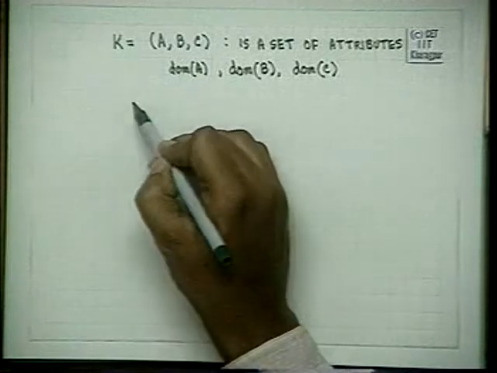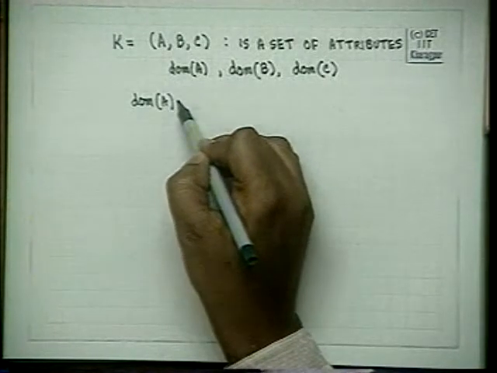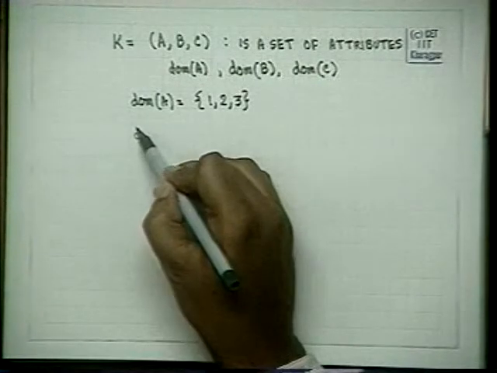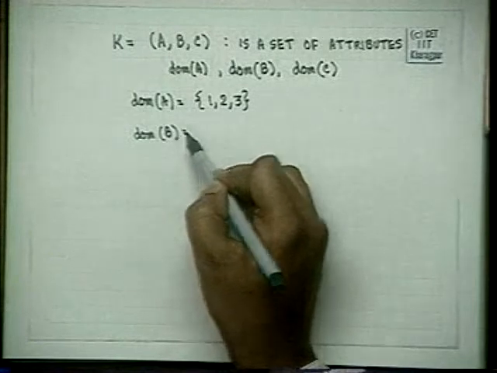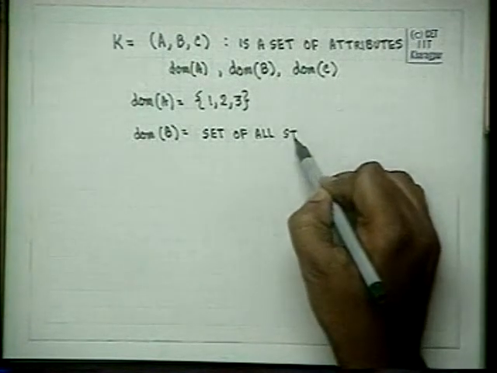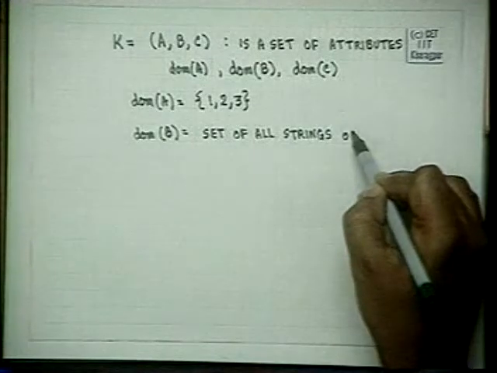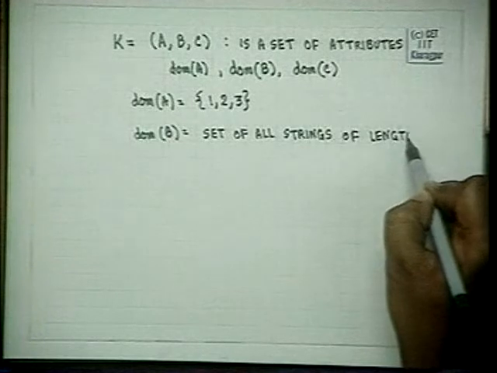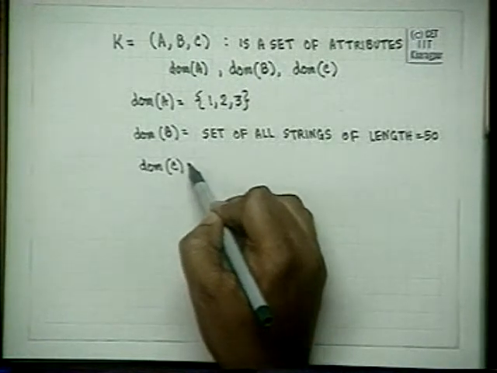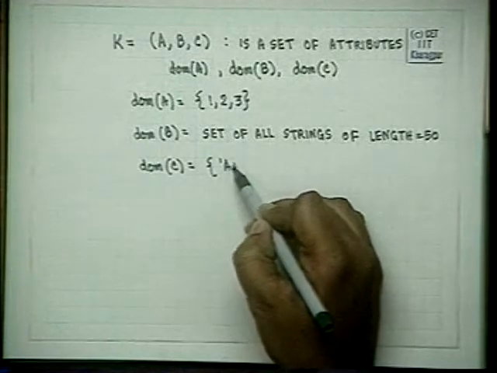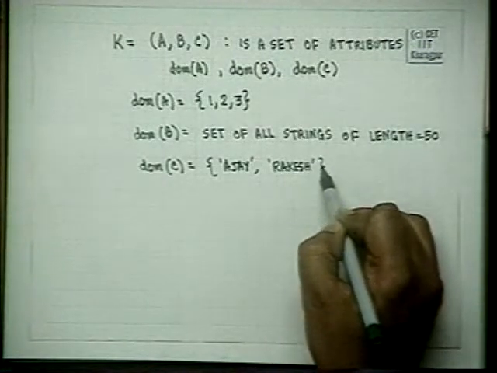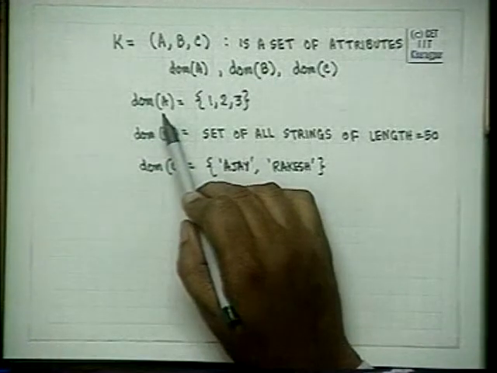For example, we may have the domain of A to be, we may have the domain of B, and we have the domain of C. So domain is the set of values which a particular attribute can take.